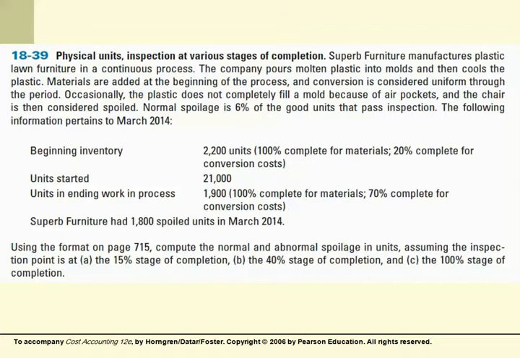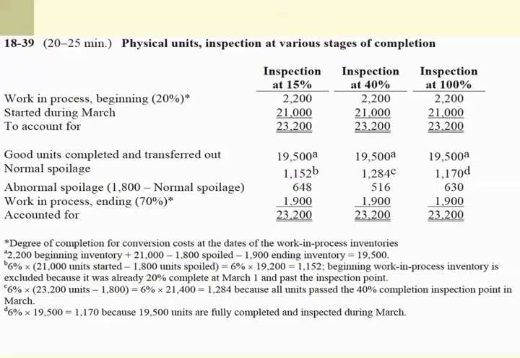Compute the normal and abnormal spoilage in units, assuming the inspection point is at A, the 15% stage of completion, B, 40% stage of completion, C, 100% stage of completion. Under the first requirement, inspection at 15%.